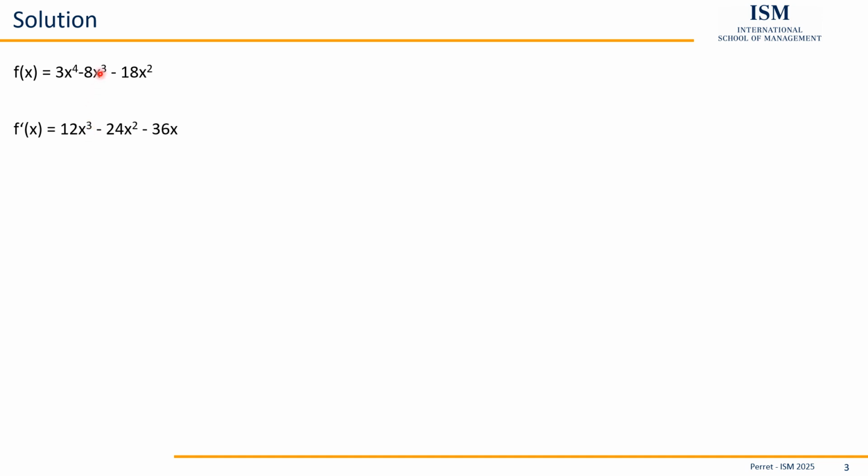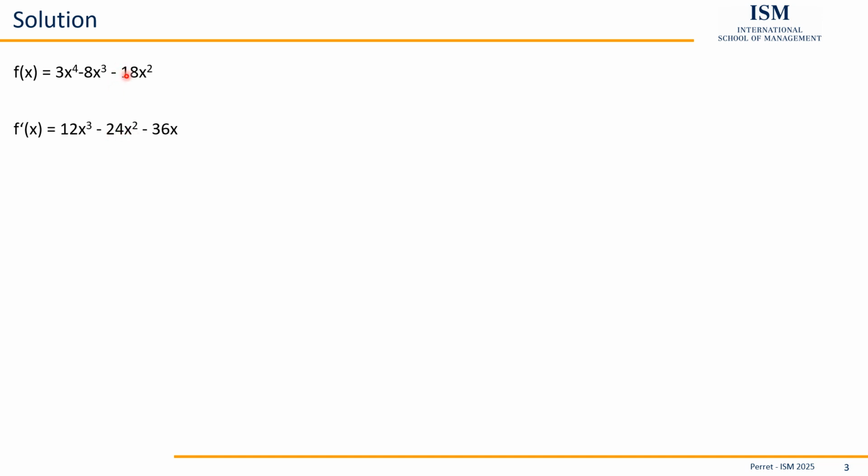Here we do the same thing. We keep the minus 8, take the derivative of x to the power of 3. So it's 3x to the power of 2. So 8 times 3x squared gives 24x squared.